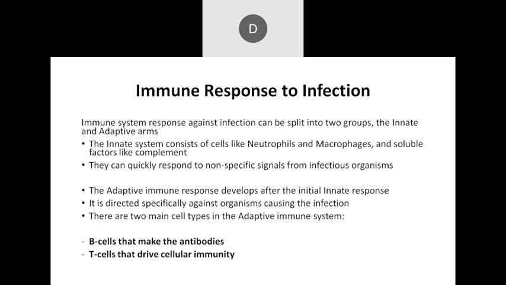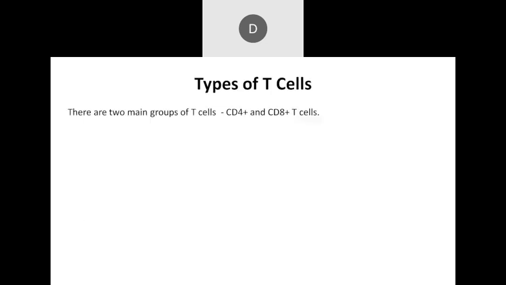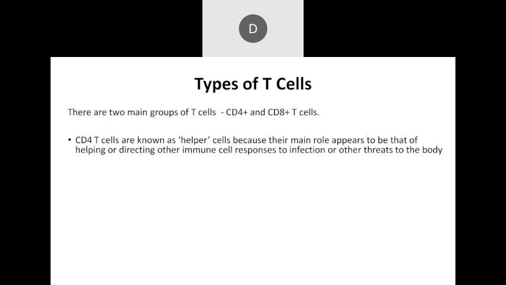And it's the T cells that I'm going to talk about today, and how we can measure their function in infectious diseases. So there are two main groups of T cells, the CD4 and the CD8. CD4 T cells are known as helper cells, because their main role is helping or directing other immune cell responses to infection or other threats in the body. They release cytokines that can also enhance the innate immune response, factors like interferon gamma.